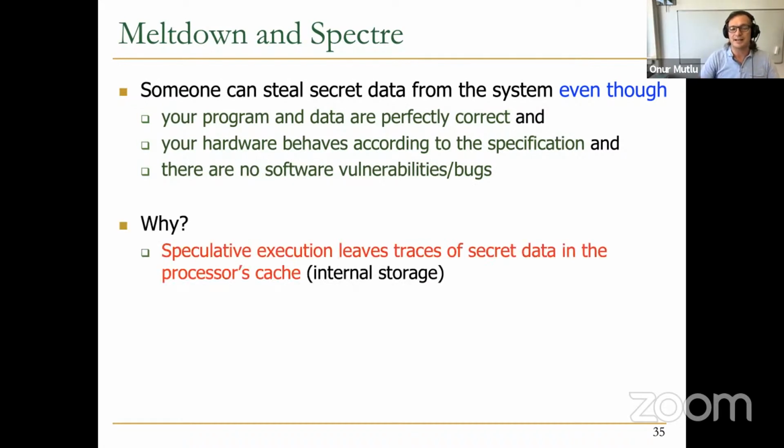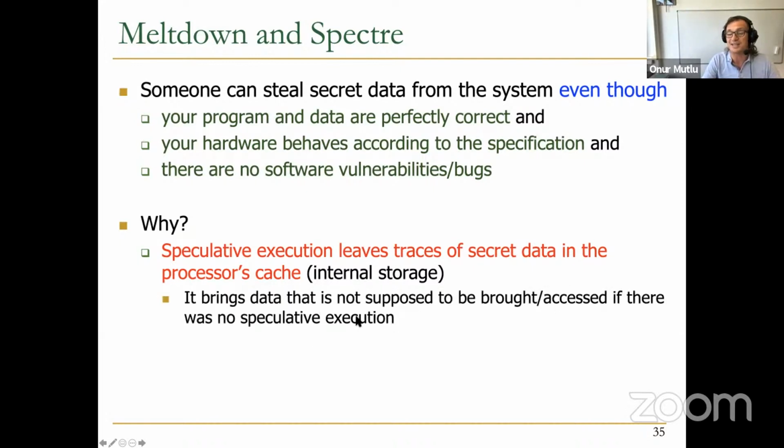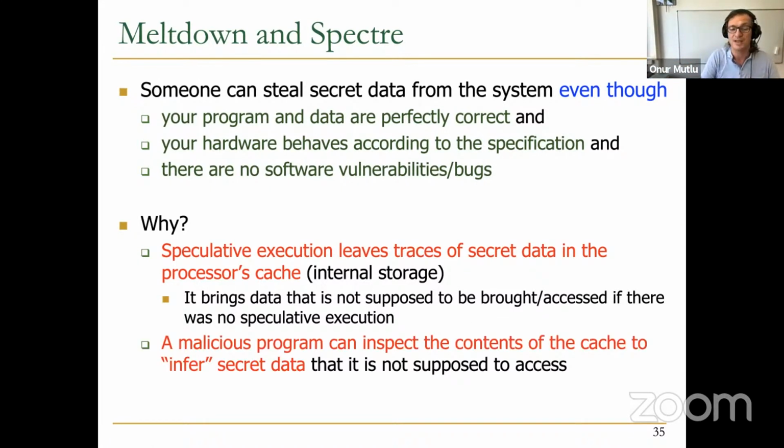And the idea is basically, why does this happen? People have found out that speculative execution, like branch prediction and executing on the wrong path of an instruction stream, leaves traces of secret data in the processor's cache. You may actually load some data that gets stored in the cache, which is an internal storage in the processor that's not visible normally to the outside. It brings data that's not supposed to be accessed if there was no speculative execution, because you may actually go out of bounds of an array, for example. That's possible in wrong path. And a malicious program can inspect the contents of the cache to infer what that secret data is. It's not supposed to access this data.